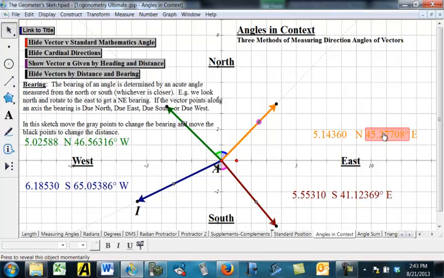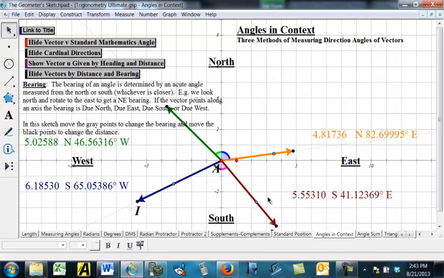So north 45.277 degrees east. And the distance is 5.14. I can change the distance by moving this part here. Right now we're at a distance of about 4.8. You can go north 82.7 degrees east, like that.